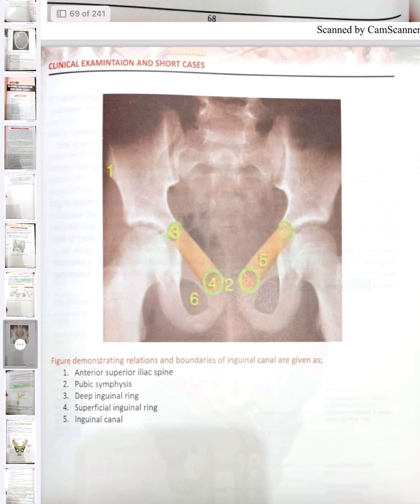Now, the figure demonstrating the relations and boundaries of the inguinal canal shows the anterior superior iliac spine, pubic symphysis, deep inguinal ring, superficial inguinal ring, and inguinal canal. This is a figure in which all the parts are present. This one is the anterior superior iliac spine. This one is the pubic symphysis. This one is the deep inguinal ring. This one is the superficial inguinal ring. This one is the inguinal canal.